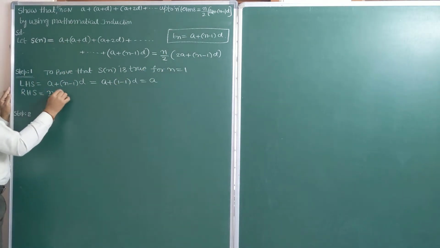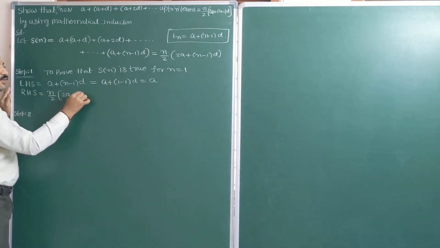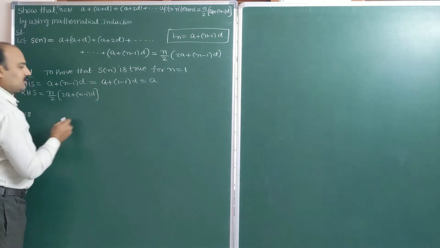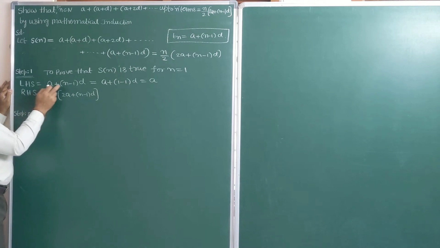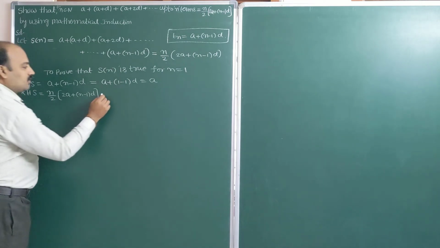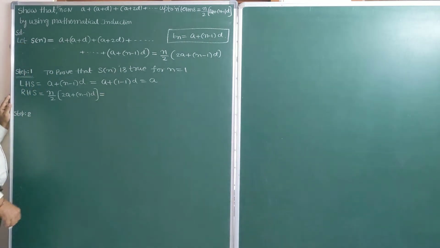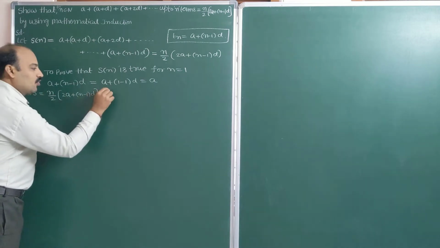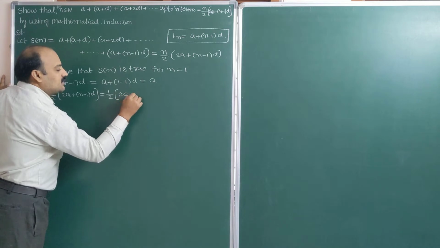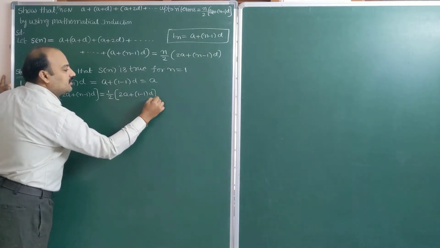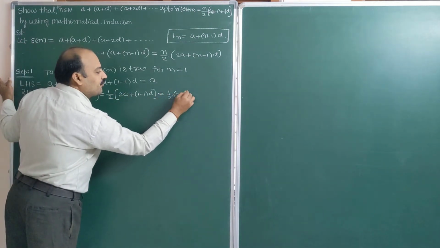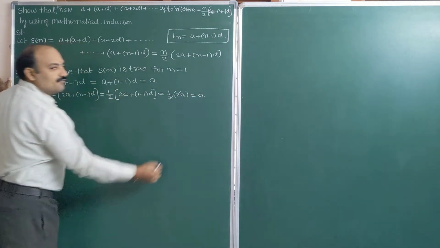n by 2 into 2A plus n minus 1 into D. Here n is equal to 1, we are substituting now. So which is equal to 1 by 2 into 2A plus 1 minus 1 into D. This value is 0. 1 by 2 into 2A, which is equal to A.